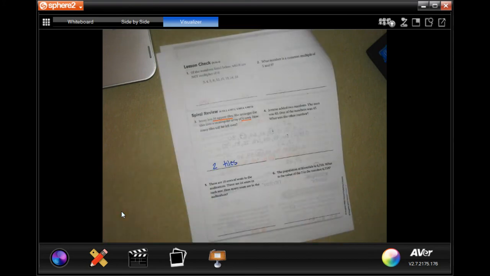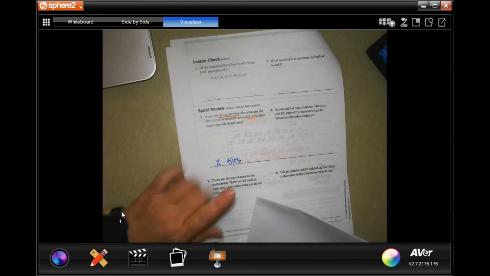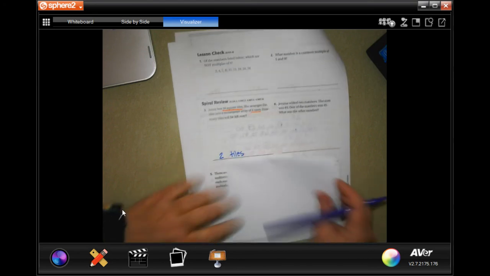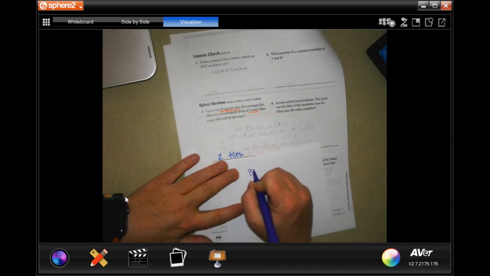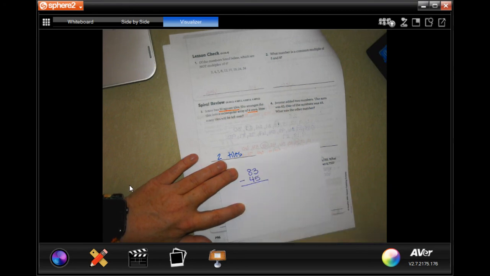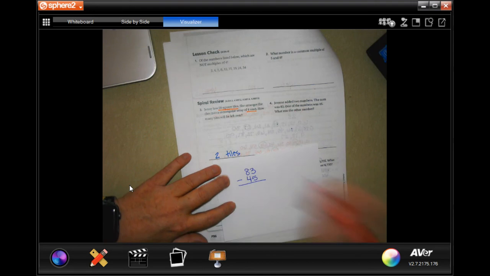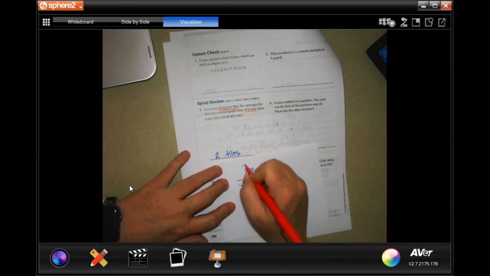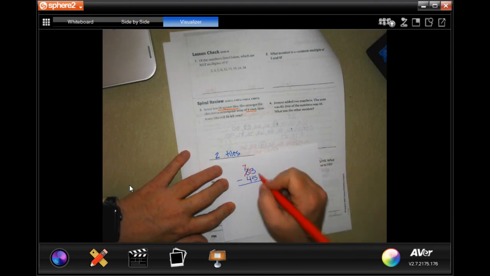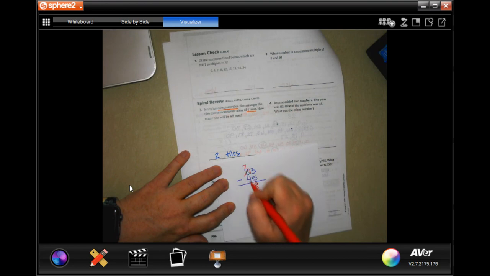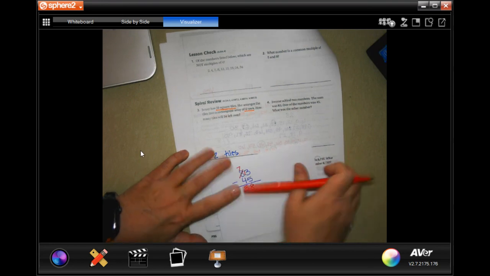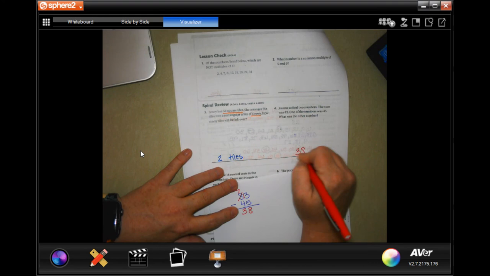Jerome added 2 numbers. The sum was 83. One of the numbers was 45. What was the other number? So all we're going to do is take that 83 and subtract that 45 to find the other number. 3 can't take away 5, so I'm going to borrow 1. That makes that 7 and that 13. 13 take away 5 is 8. And 7 take away 4 is 3. So 38.